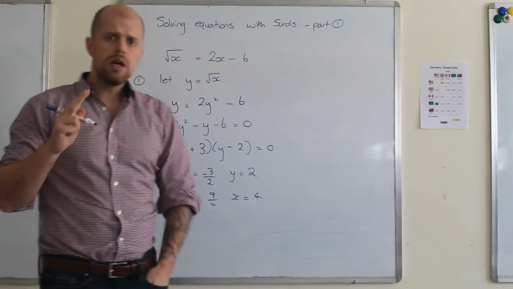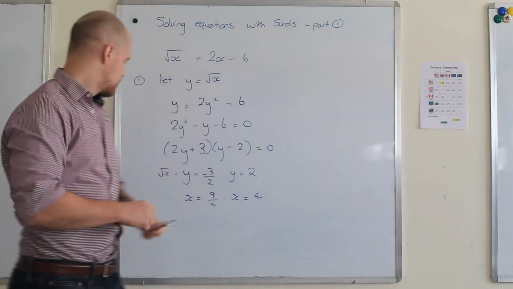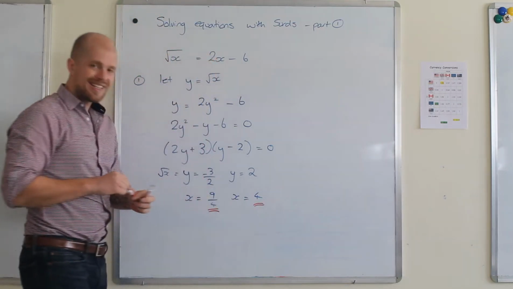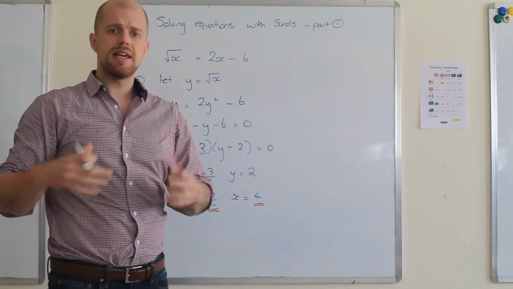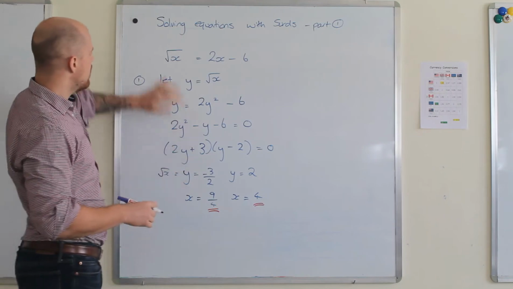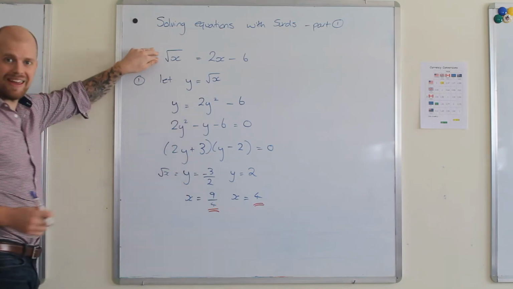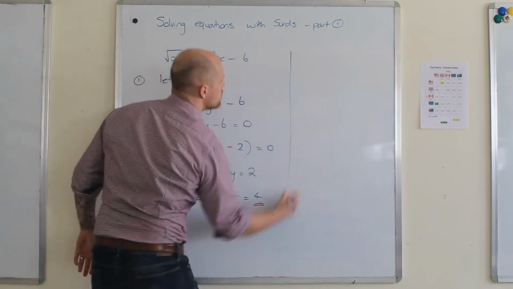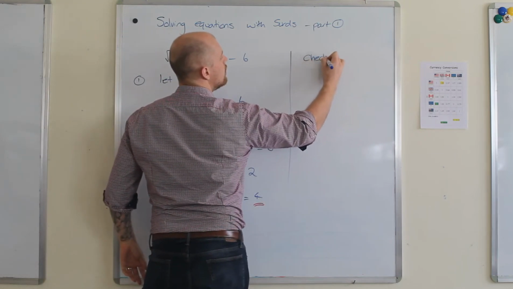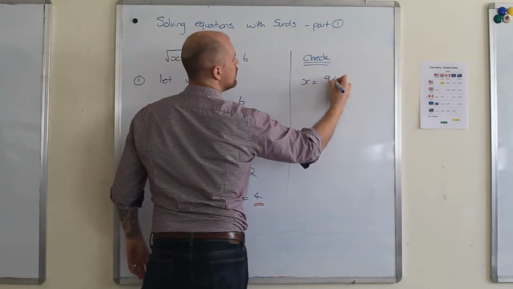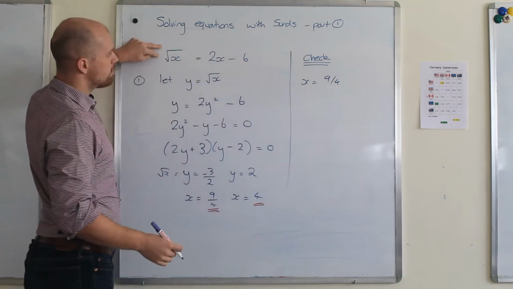So there are two potential solutions. Now notice I say potential solutions. That doesn't mean they are solutions yet. What you have to do is take them and put them back in here. Okay? So if x equals 9 over 4, we are going to check. We'll take x equals 9 over 4, and I want to put them in here.